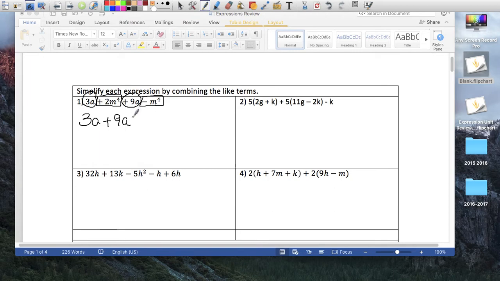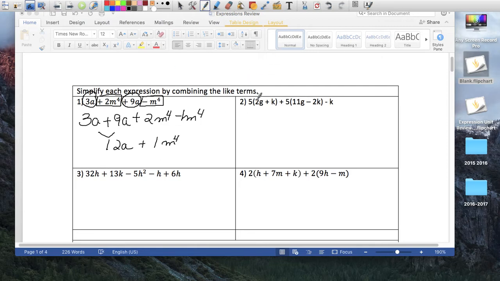I'm going to move the plus 2m to the fourth power to the third position, and minus m to the fourth stays in the last position. I can combine now like terms. These two a's are similar, and I get 12a. And 2m to the fourth power minus m to the fourth power: remember, there's a 1 over here. So 2 minus 1 is just plus 1 m to the fourth. You didn't even need to write that one. Either way, you would have been correct.